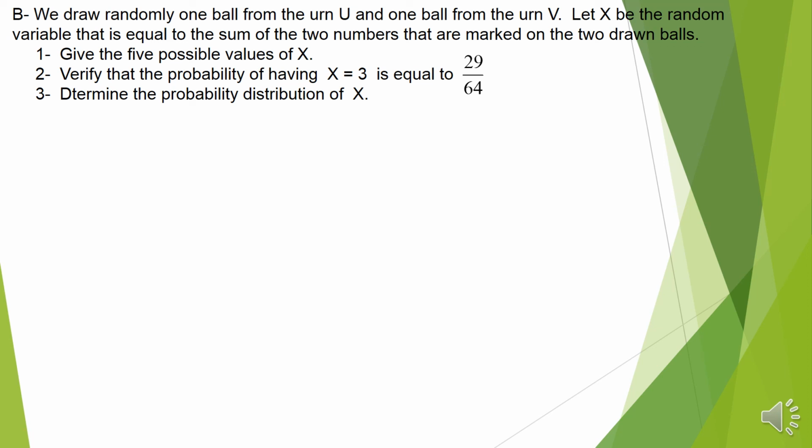Here are the possibilities. So what are the possible values of X? There will be 5 values. 1 and 1 gives 2. 1 and 2 gives 3, or 2 and 1 also gives 3. 2 and 2 gives 4. First 5 and second 1 gives 6, and first 5 and second 2 gives 7. Here are all the possibilities.